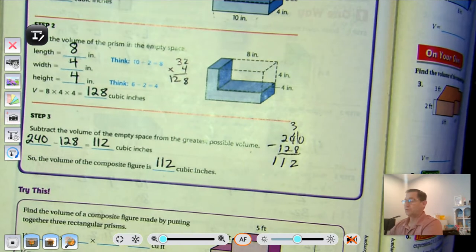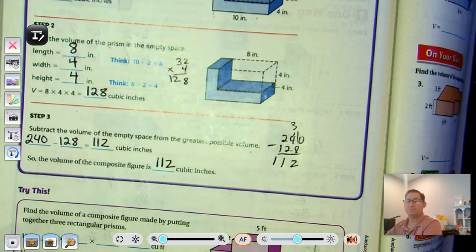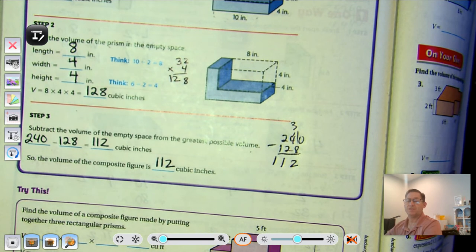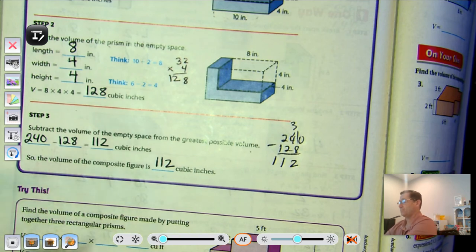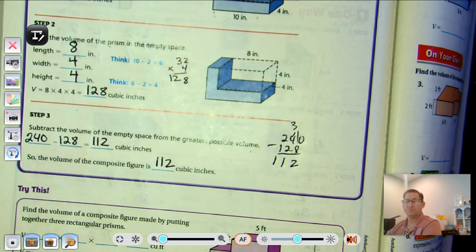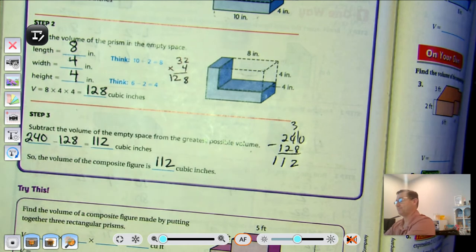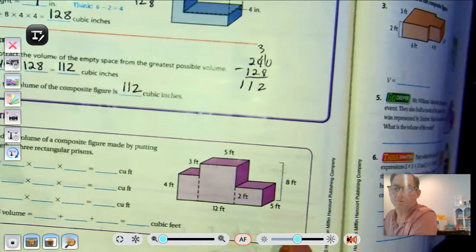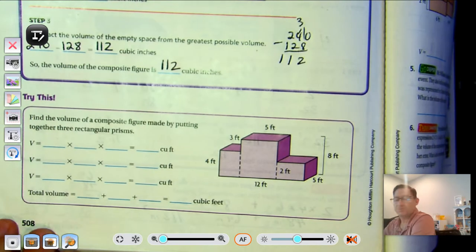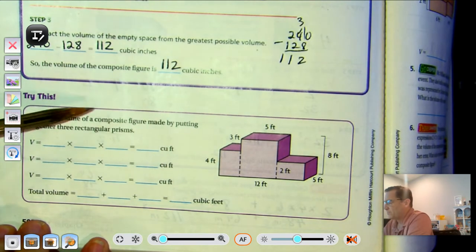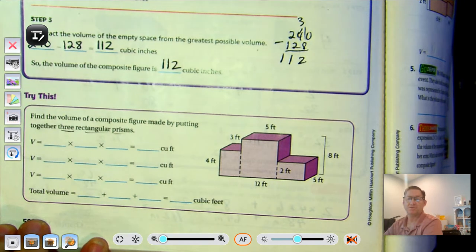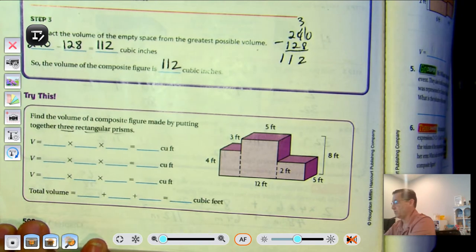Okay. So those are two different ways we can find volume. You have to choose which one makes most sense to you, unless the directions specifically tell you to use the subtraction method. Some people are going to like breaking it into two separate rectangular prisms and adding, and some will like the challenge of subtracting the empty space. So it's entirely up to you, unless our math directions tell us otherwise. All right, so try this. Find the volume of a composite figure made by putting together three rectangular prisms. Well, still, it doesn't really matter which way we go.